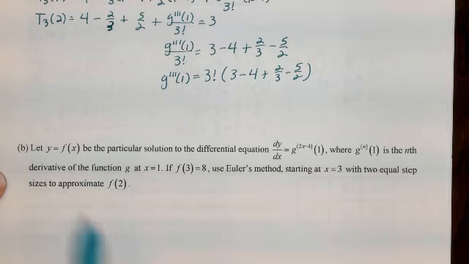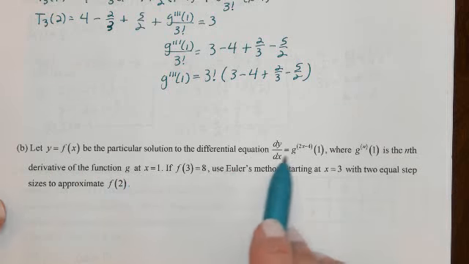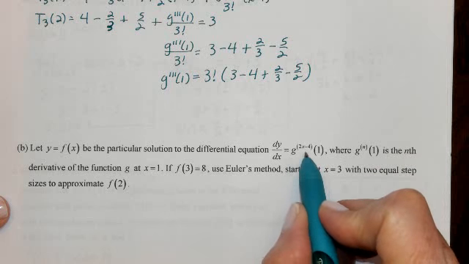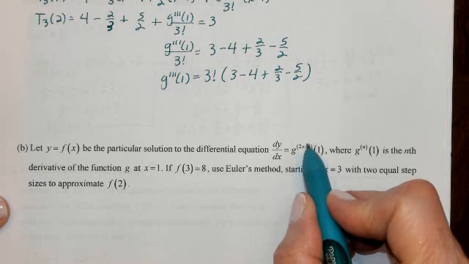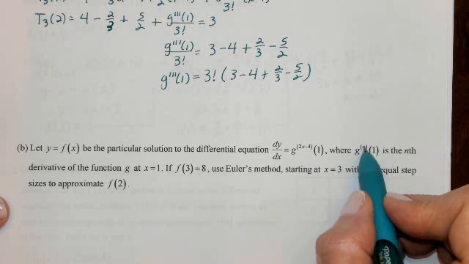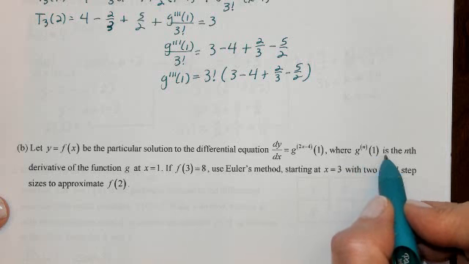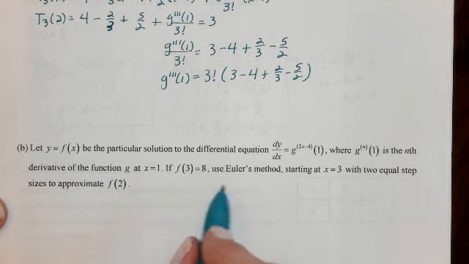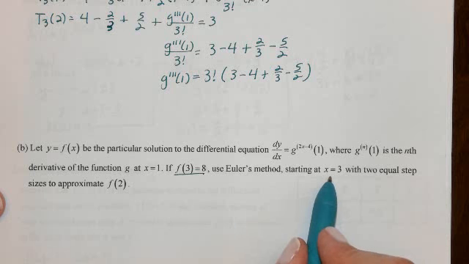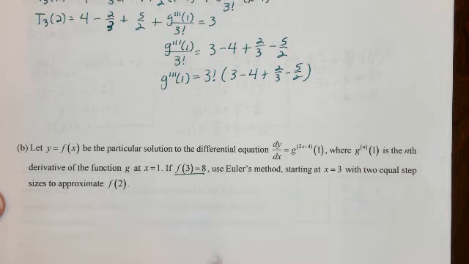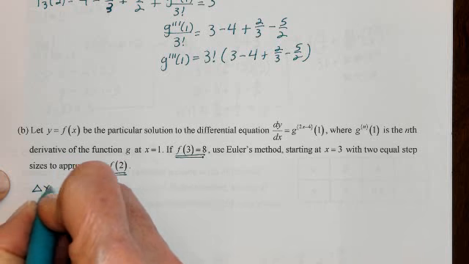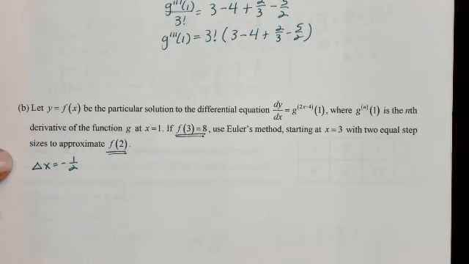Okay, part B. Let y equals f of x be the particular solution to this differential equation. Since this is in parentheses, they're talking about a derivative here. This is the 2x minus 4 derivative of g at 1, where the nth derivative of g at 1 is the nth derivative of g at 1. F of 3 is 8. Use Euler's method starting at x equals 3 with 2 equal step sizes to approximate f of 2. We're starting at x equals 3 and we're going to x equals 2. So delta x will be a negative 1/2 since we're using 2 equal steps.